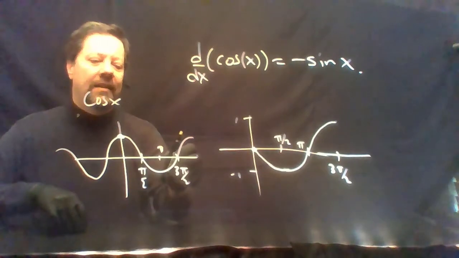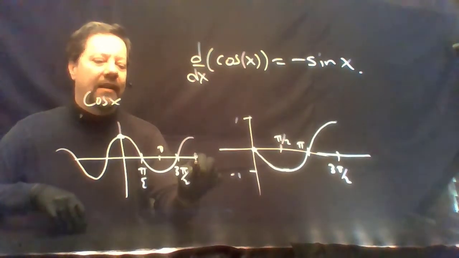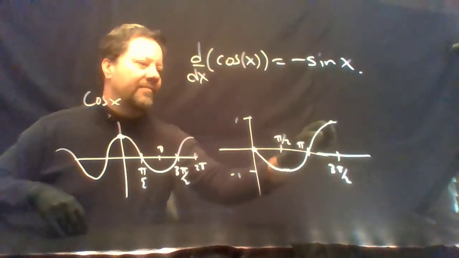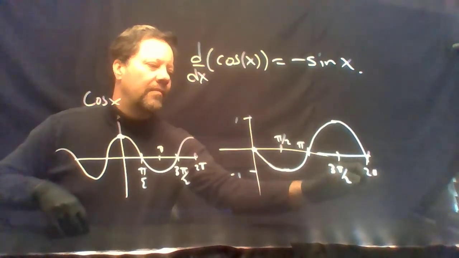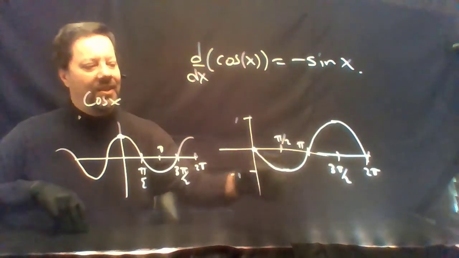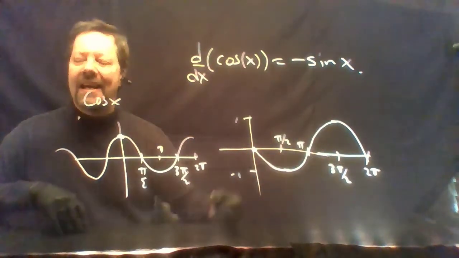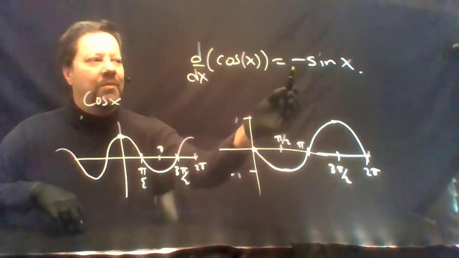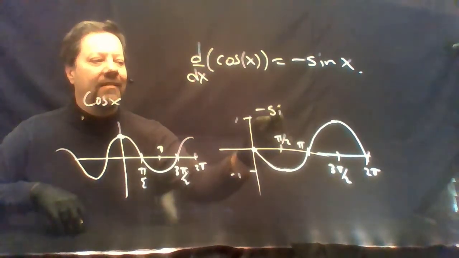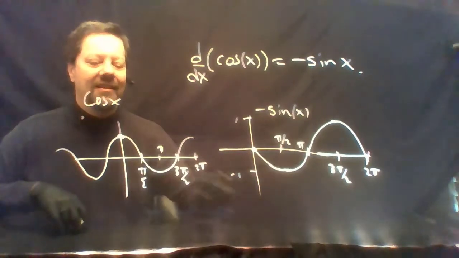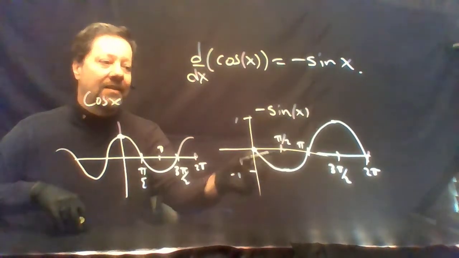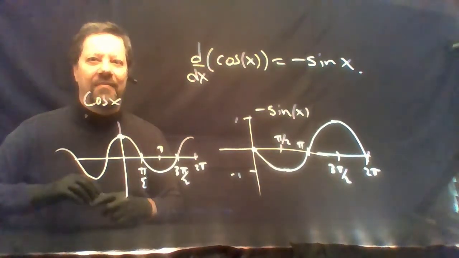Of 1, and then down to 0 again at 2 pi. You can see that this is kind of an upside down sine graph. It's been multiplied by negative 1. The derivative of cosine is minus sine of x.